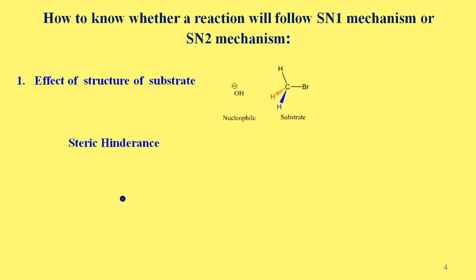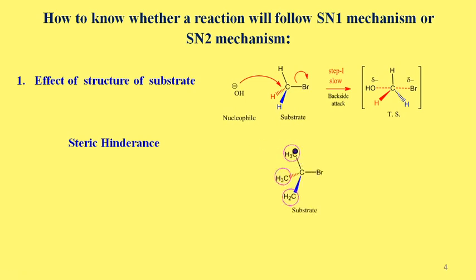In the SN2 mechanism, the nucleophile attacks from the backside, and then a transition state is formed. That's why if minimum steric hindrance is present, the nucleophile can attack easier, and the transition state is less crowded.